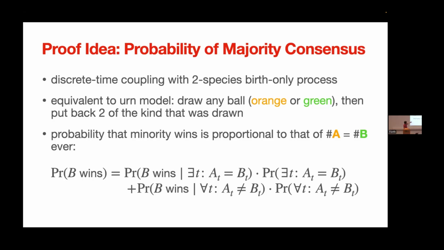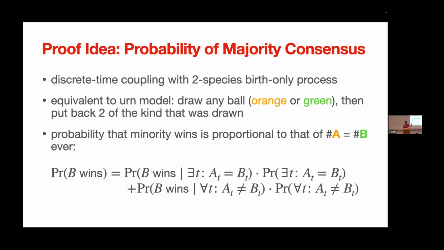Then we can just apply the law of total probability and decompose it based on the event that there exists a t so that A_t is equal to B_t, so that they're exactly the same count. Of course, you do it for existence and then for the opposite, so for all t, they are different. If they're always different and A was initially in the majority, then actually B cannot win.